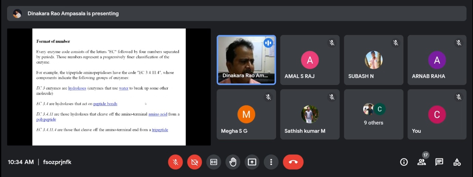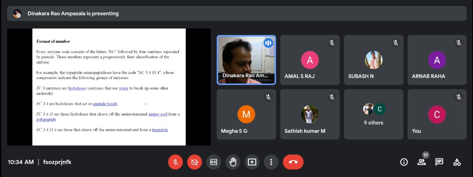EC 3 is hydrolase, an enzyme that uses water to break some molecular bond. EC 3.4 are hydrolases that act on peptide bonds. EC 3.4.11 are hydrolases that cleave off the amino terminal residue from the polypeptide, so it works from the amino terminal side.